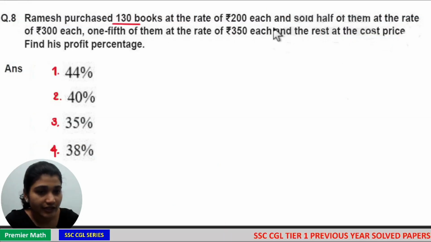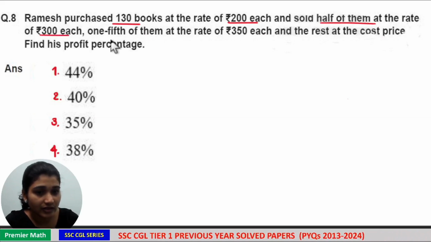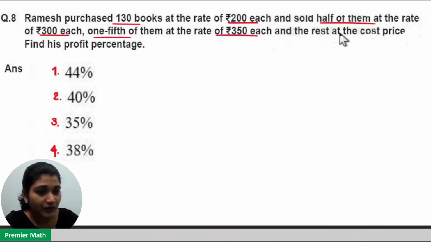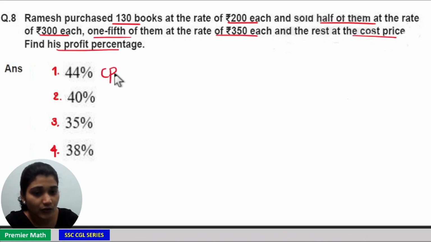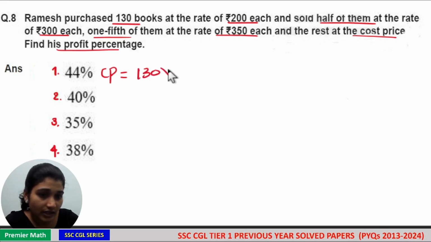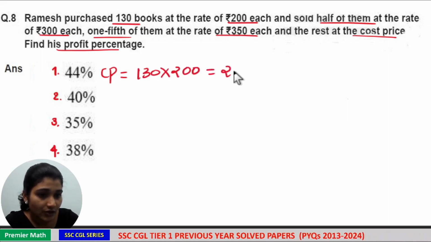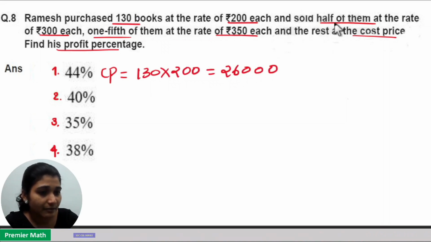Ramesh purchased 130 books at the rate of 200 each and sold half of them at the rate of 300 each. 1/5 of them at the rate of 350 each and rest at cost price. Find his profit percentage. Here cost price of 130 books means he bought 130 at 200 each. So 130 into 200, which is 26,000 rupees. And he sold it at 3 different prices.